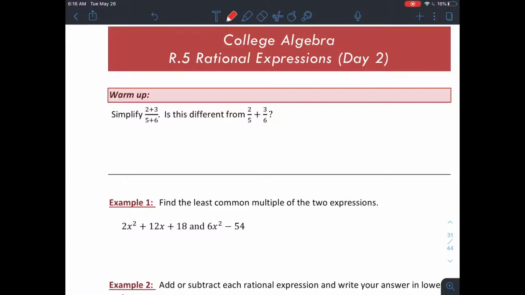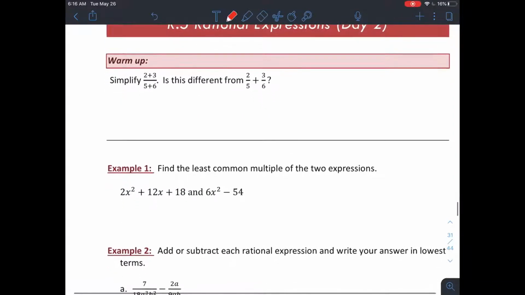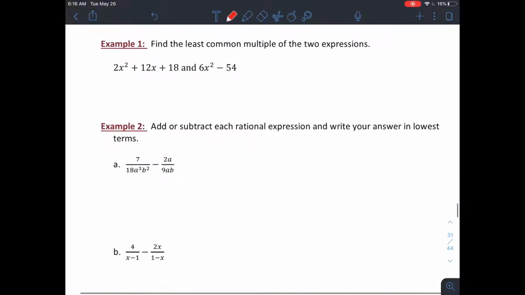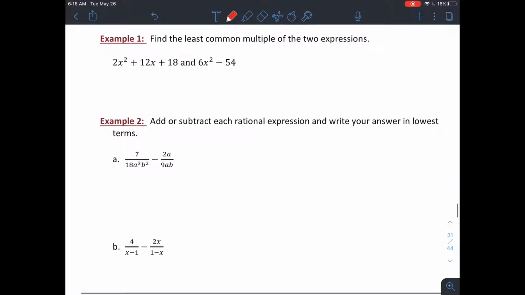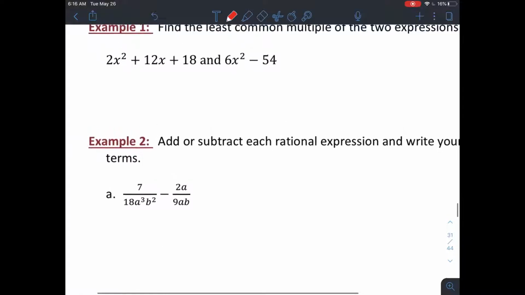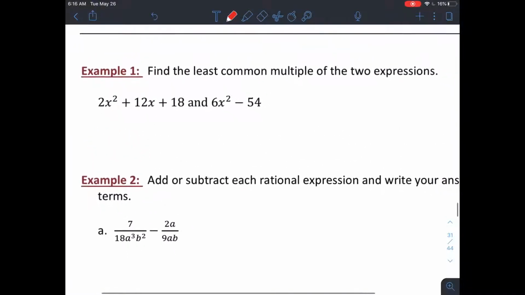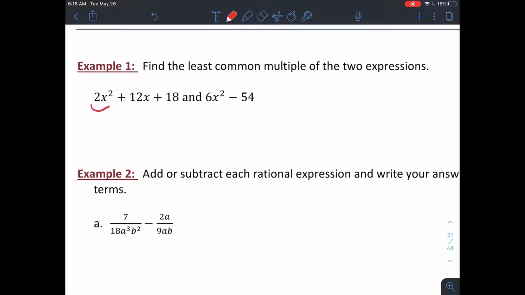Expressions were yesterday. Today we're going to add and subtract them, which is going to require some common denominators. So when you are finding a common denominator, the common denominator of two fractions is the least common multiple of your two denominators. So let's talk about your least common multiple. To find a least common multiple, you're going to be looking at your factors of your expressions.